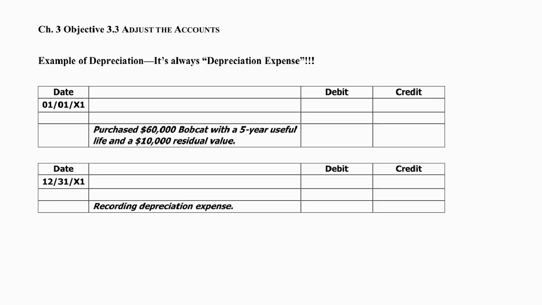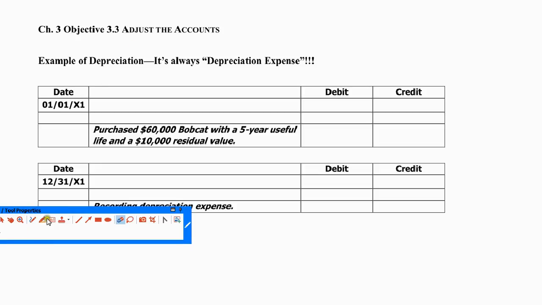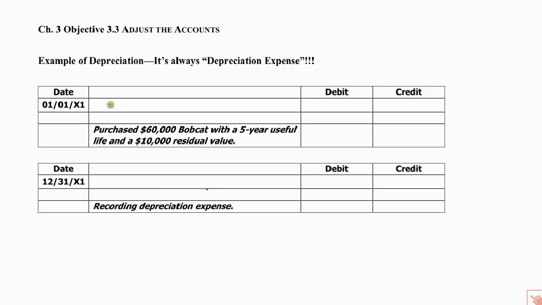So here we are in objective 3.3, depreciation. We've done accruals and deferrals, and now we're down to depreciation. One thing about depreciation is it's always just going to be one expense account: depreciation expense. Always depreciation expense. So we'll write it down here as our debit. Expenses are debits, and depreciation expense is an adjustment. So we'll put that account there.